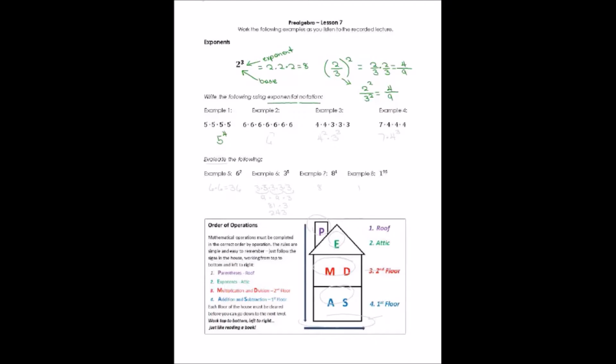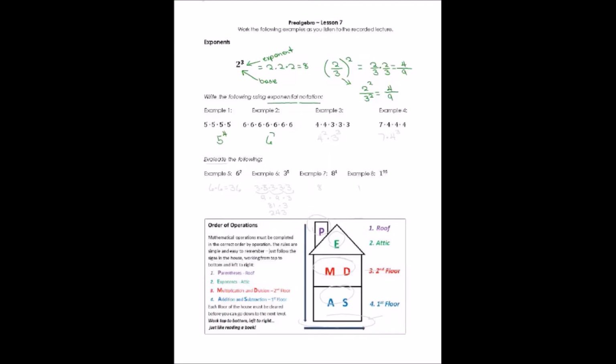Let's look at example 2. We have 6's, and we have 1, 2, 3, 4, 5, 6, 7 6's. So our base is going to be 6. Our exponent is going to be 7. Exponential notation, 6 to the power of 7.